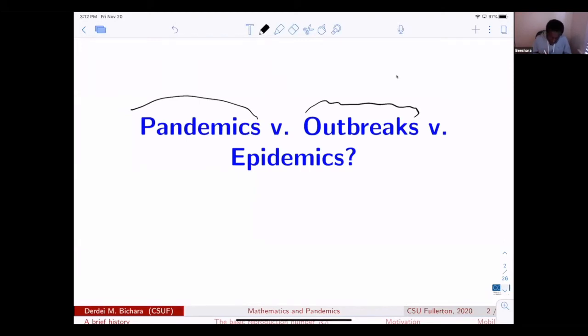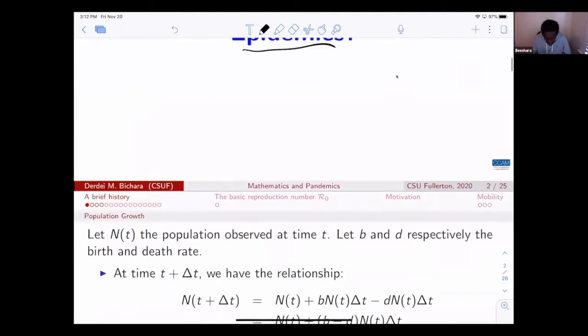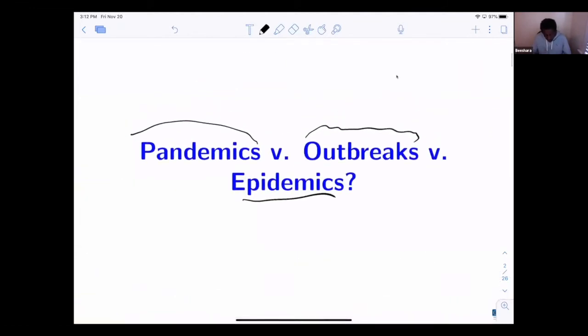And what about an epidemic? An epidemic is basically an endemic disease that will not go away. It will stay within the community. Let's say the flu, it will always be around. So that's the big difference between these three terms. Now let's see where the mathematical models of pandemics, outbreaks, and epidemics are coming from.